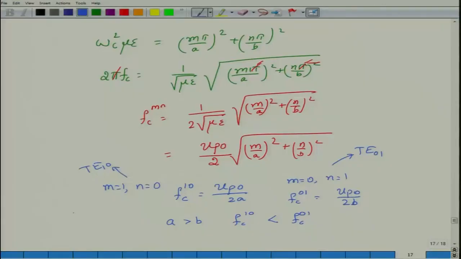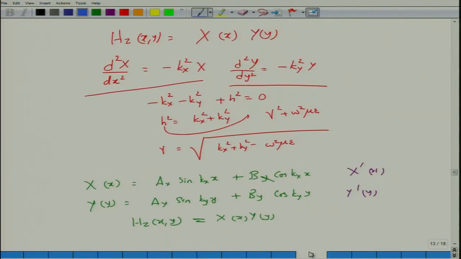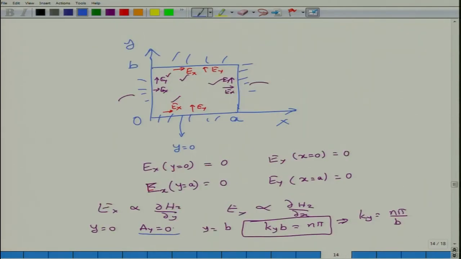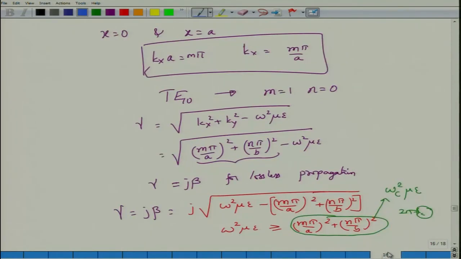You might question whether the m equal to 0, n equal to 0 condition is possible. Well, let us go back and look at the expressions X of x and Y of y. So, you had Hz to be equal to X of x into Y of y. In this we have also seen, after applying the boundary condition, that Ay is 0, and similarly I had shown you that Ax is also 0. That would have come from this expression somewhere over here. I have not mentioned it, but please note that Ax is also 0.